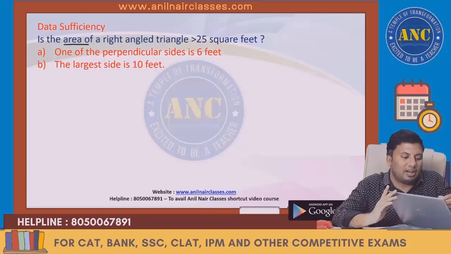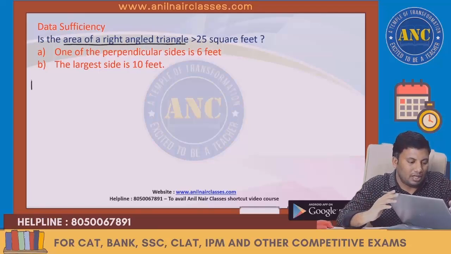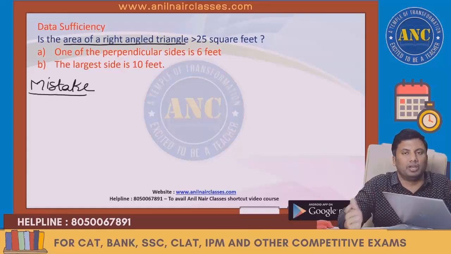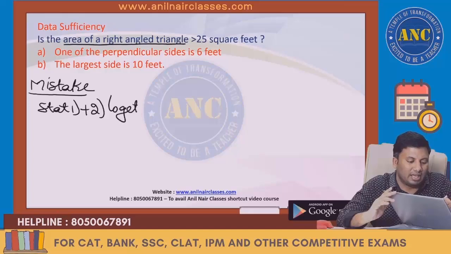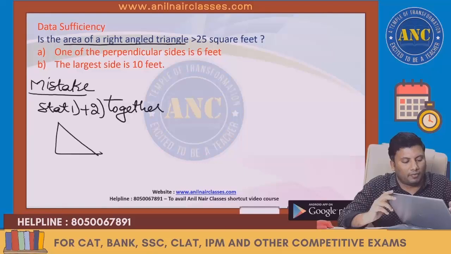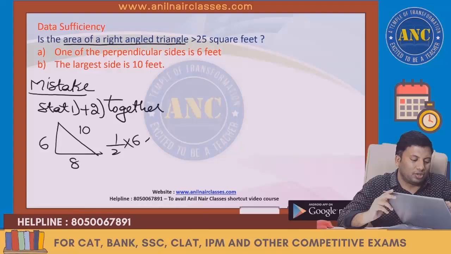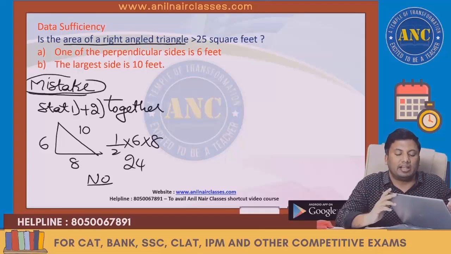Is the area of a right angled triangle greater than 25? First mistake. What the students will do is, they will tick mark the answer statement 1 and 2 together. One side is 6, another is 10, so the third is 8. So half into 6 into 8 is 24. Therefore the answer is no. This is a mistake. Why is it a mistake?